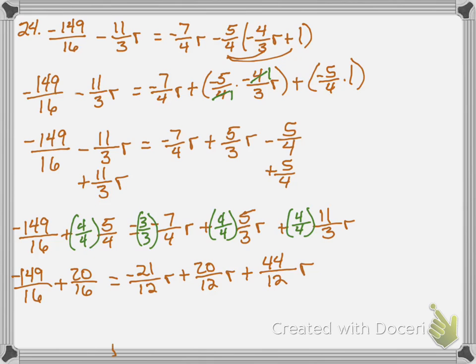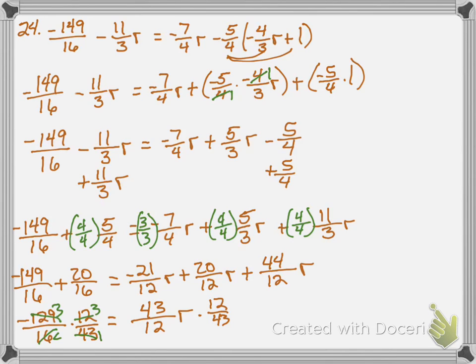So plus 44/12 r. Negative 149 plus 20 is negative 129/16. Negative 21 plus 44 is 43/12. So we will multiply that by 12/43. 129 can be reduced by 43 and get 3. 12 and 16 can be reduced by 4. So r is equal to negative 3 times 3, which is negative 9/4. Or if you wanted, you could say negative 2 1/4.